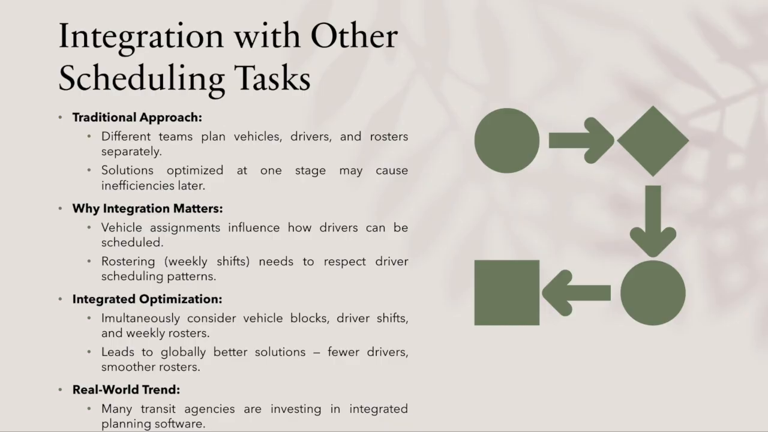So let's start with the traditional approach. Historically, vehicle, driver, and roster scheduling have been treated as separate tasks. Each team works in isolation. The vehicle planner focuses on the vehicle assignment. The driver team handles the shift scheduling, and the roster team plans weekly patterns. The issue with this approach is that optimizing one area may lead to inefficiency down the road. For example, a well-optimized vehicle schedule might clash with driver availability or leave some shifts unfilled.